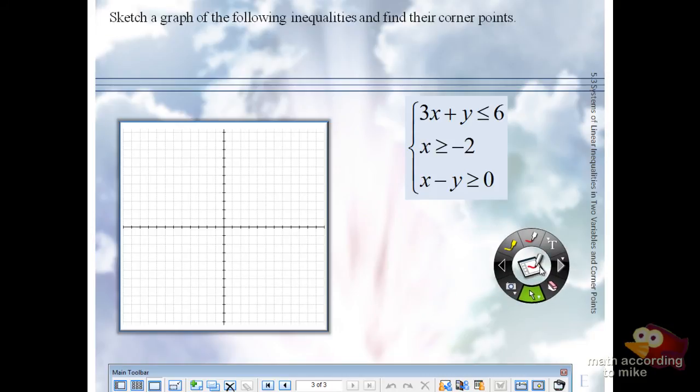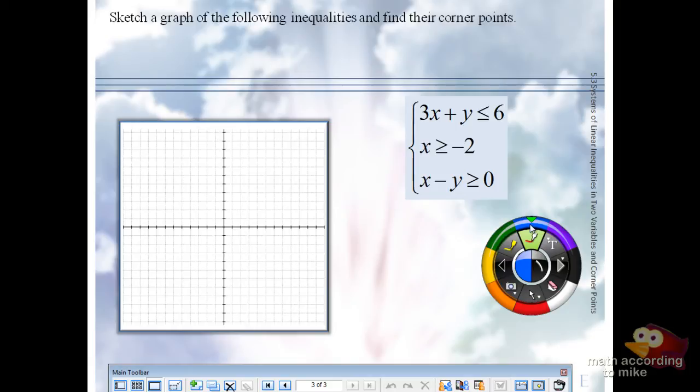Sketch a graph of the following inequalities and find their corner points. We will do all this together. Remember, draw the line, shade, draw the next line, shade. Don't draw the line first. That's bad. What's the first x-intercept?